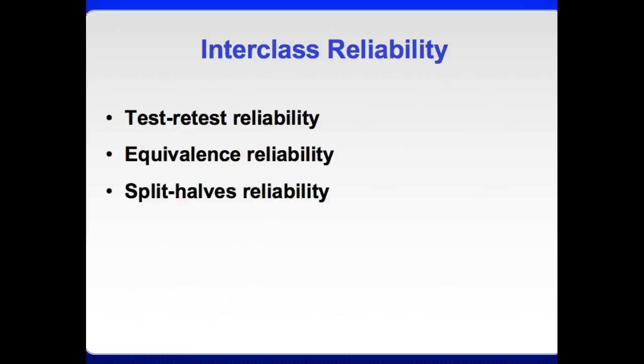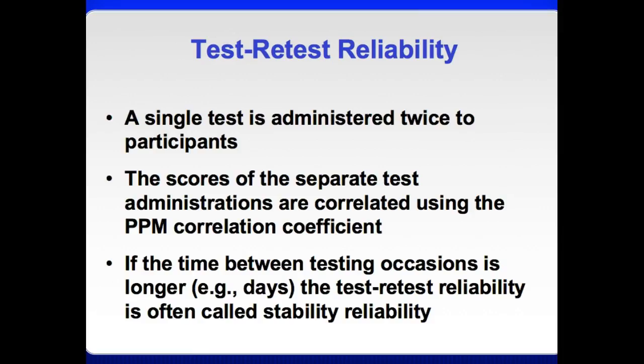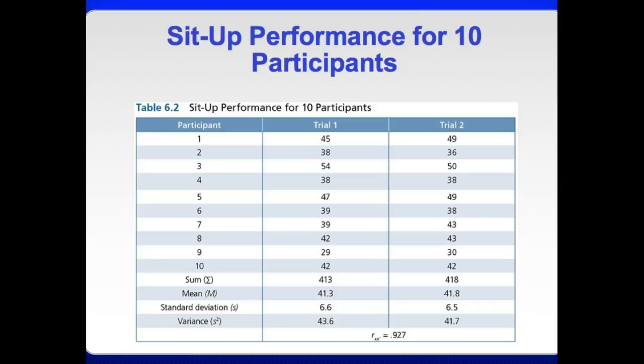Interclass reliability: test-retest reliability, equivalence reliability, and split-halves reliability. Test-retest reliability. A single test is administered twice to participants. The scores of the separate test administrations are correlated using the PPM correlation coefficient. If the time between testing occasions is longer, the test-retest reliability is often called stability reliability. Here's setup performance for 10 participants. You can see Trial 1 and Trial 2.